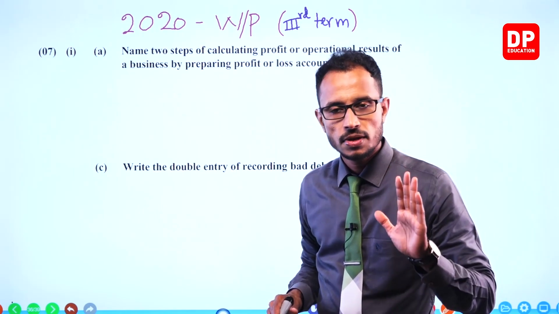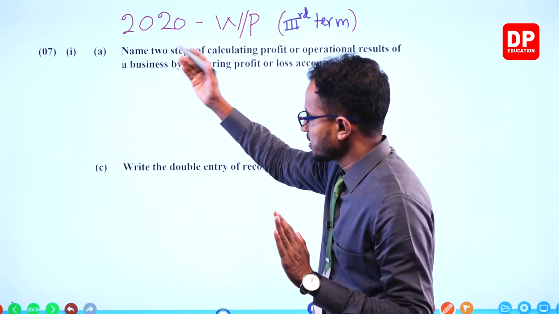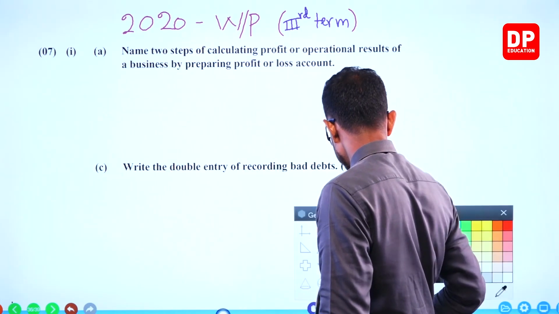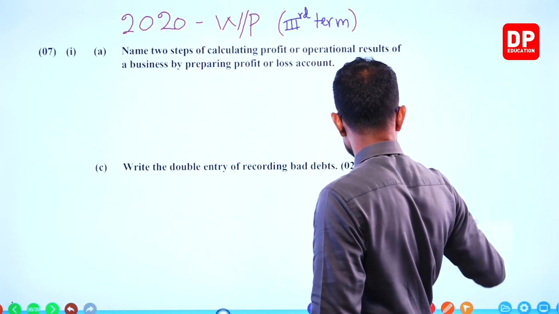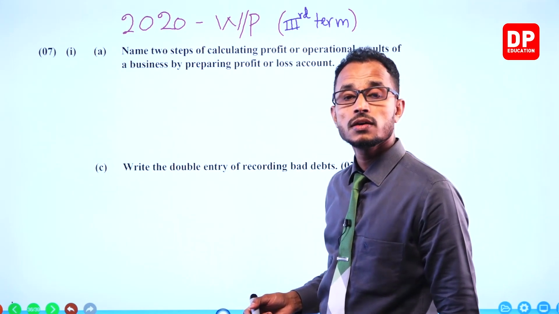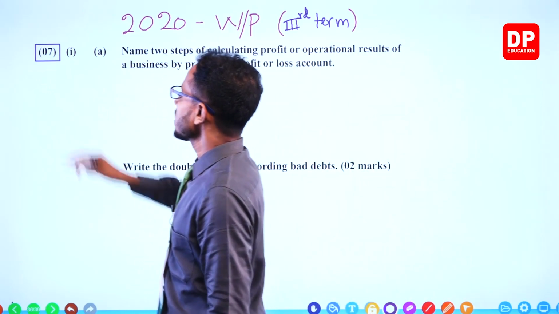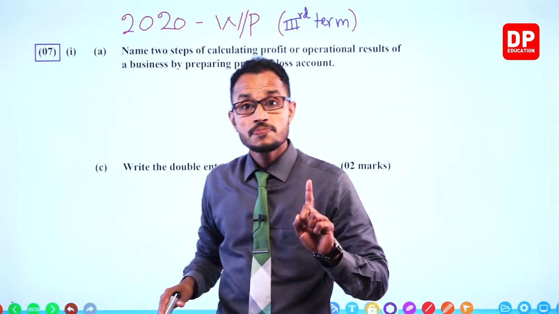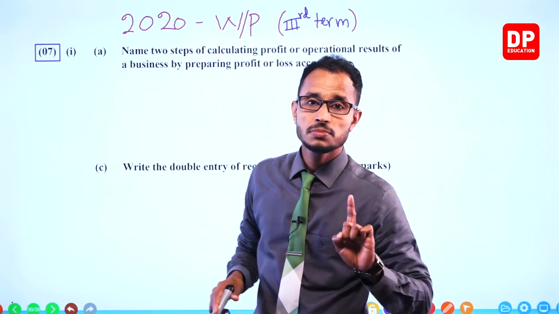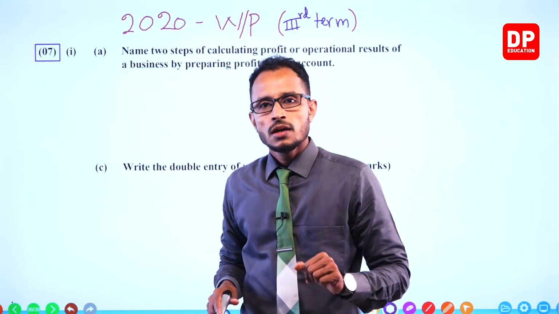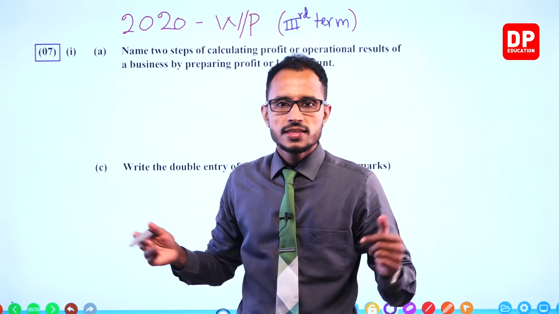And this is the second paper, we know that. In the second paper, the last question, we know that too, the seventh question. This is the financial statements question in the accounting part.